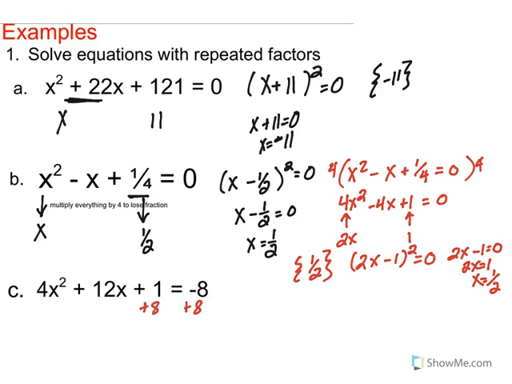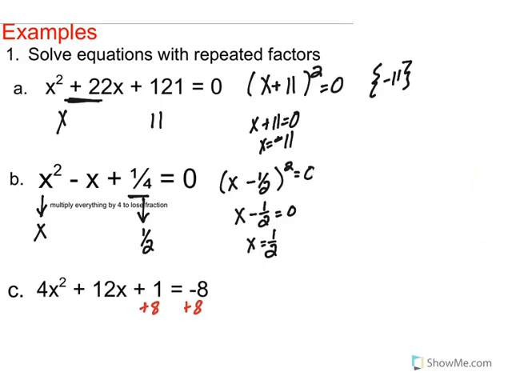Okay, I'm going to clear off a little bit of my work off to the side, that way I have a little bit of room here. Alright, so add 8 to both sides. What I'm going to end up with is 4x squared plus 12x plus 9.